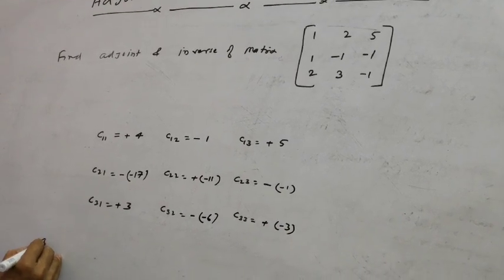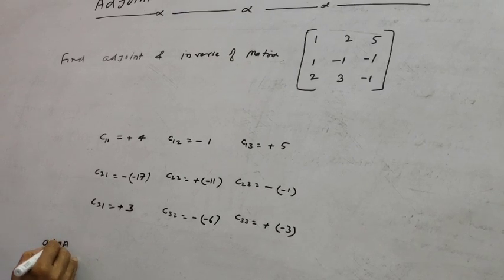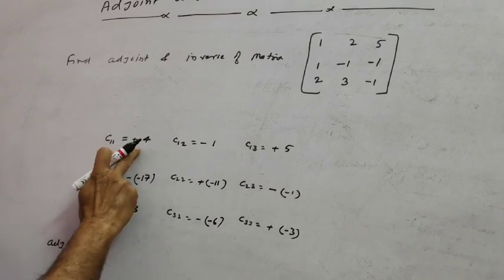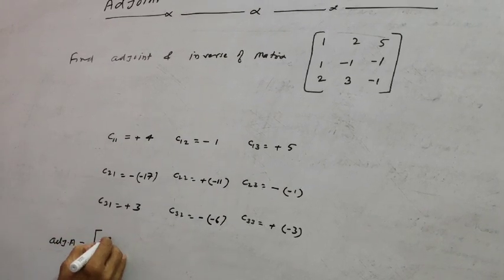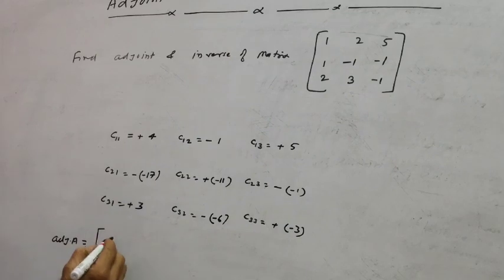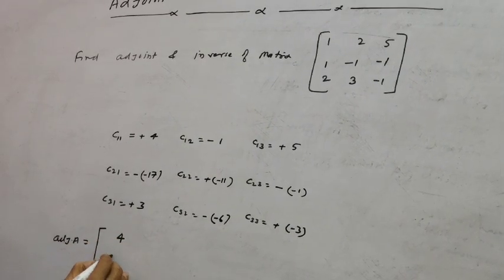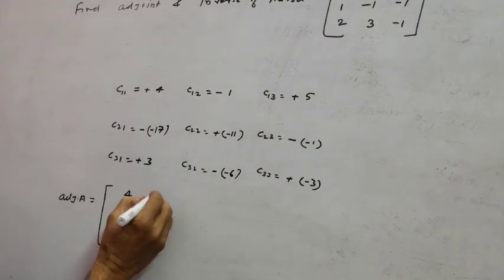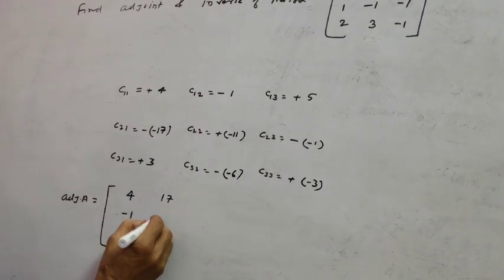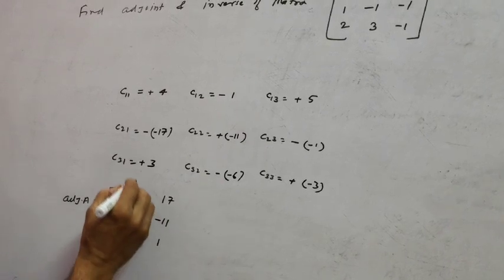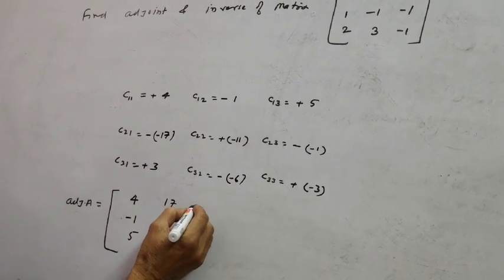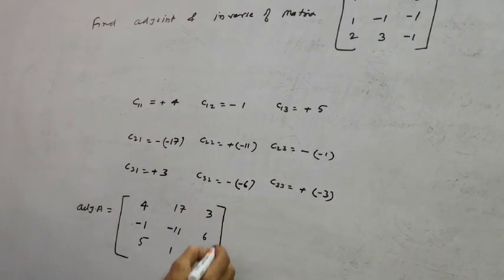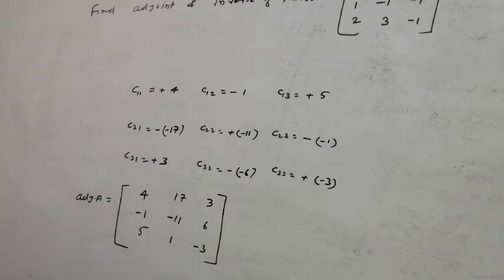Now find adjoint A. Adjoint A is the transpose of their cofactors. So transpose of their cofactor means rows change into columns. That is, 4 minus 1 5. The second row changes into the second column, which means 17 minus 11 plus 1. Similarly, the third row changes into the third column, 3 plus 6 minus 3. This is the adjoint of the matrix.